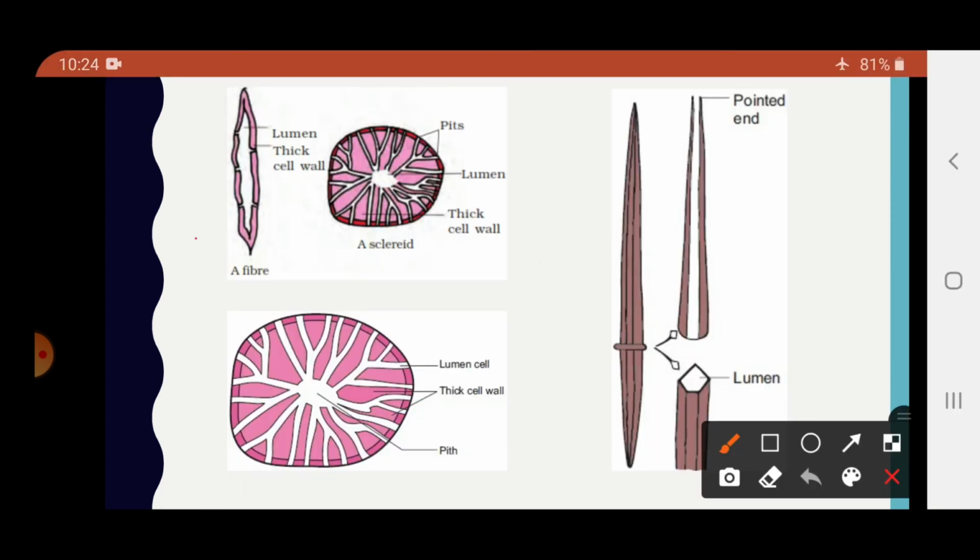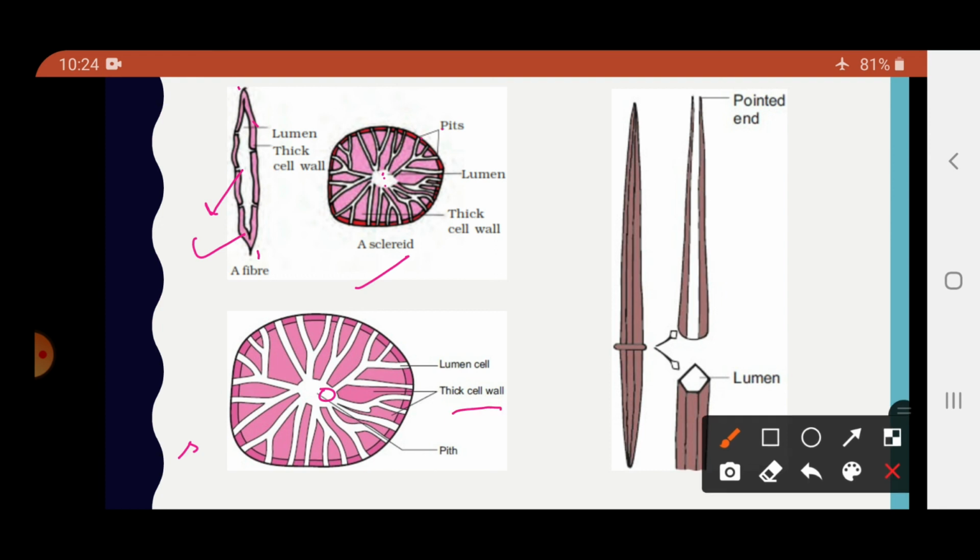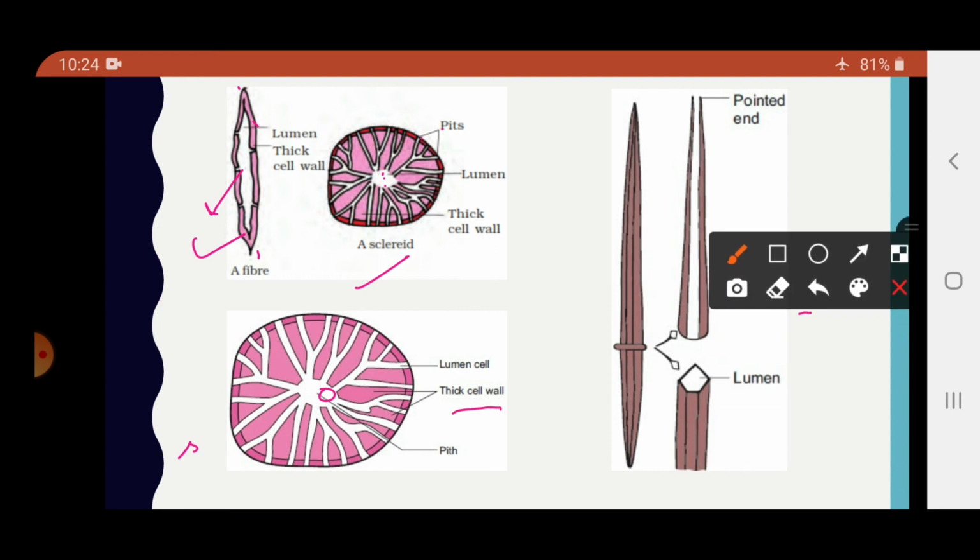See students, this is a fiber, this is a sclereid. It is pointed at both the ends and it has the lumen. Lumen is there, it is very big lumen, but कैसा है? Narrow है. Here lumen is small, it is reduced and these are the pits which are formed. See students, this is a sclereid where here you can see a lumen, okay, and this is the thick wall, and here you can see the fibers. These fibers, the ends are pointed.